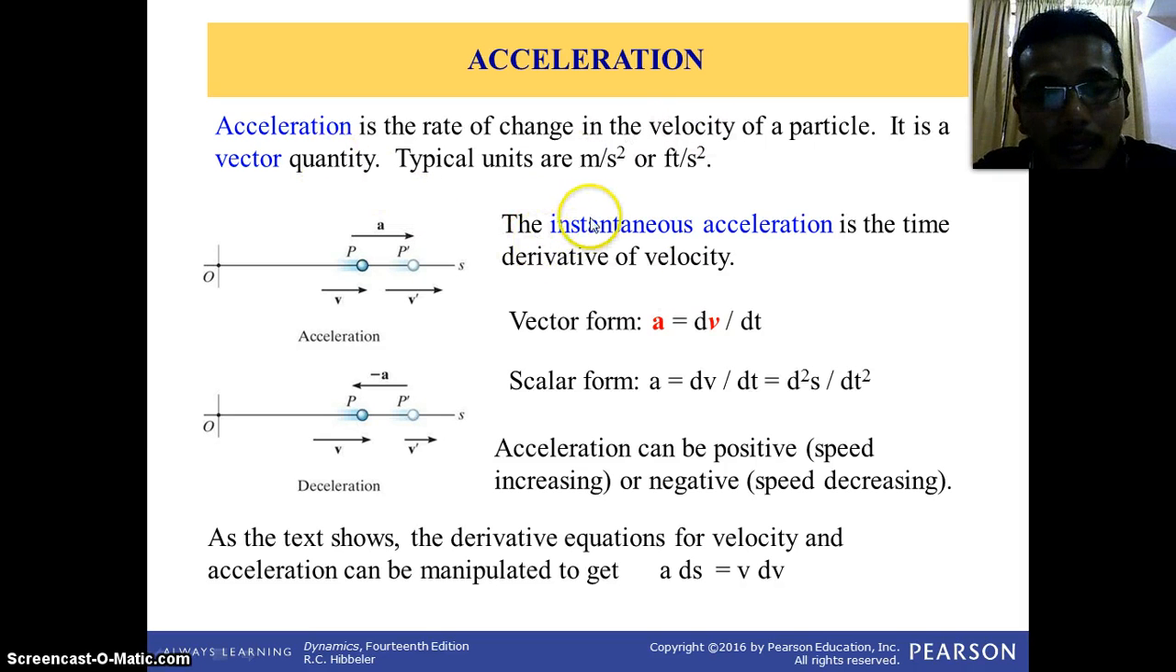Instantaneous acceleration is the time derivative of velocity. In vector form, a, instantaneous acceleration, is dv over dt, and in scalar form, a is dv over dt. Here v is meant for the speed; the vector has direction. Acceleration can be positive or negative. If positive, the speed is increasing; if negative, the speed is decreasing. The relation between velocity and acceleration can be noted as a ds equals v dv.